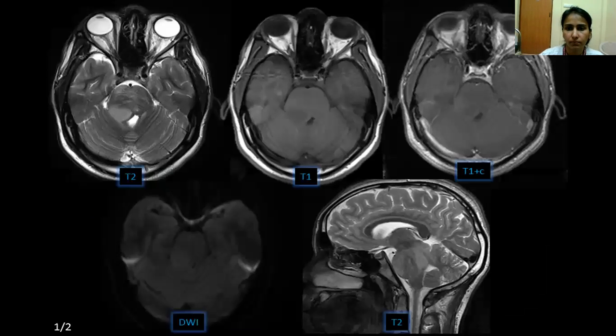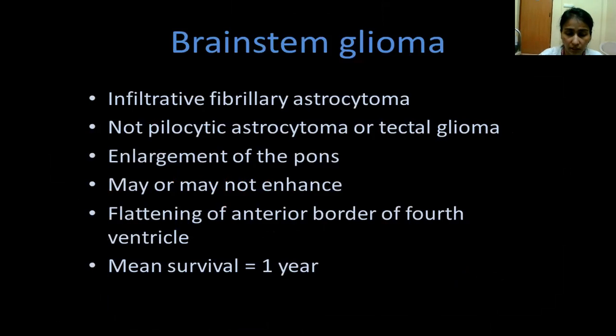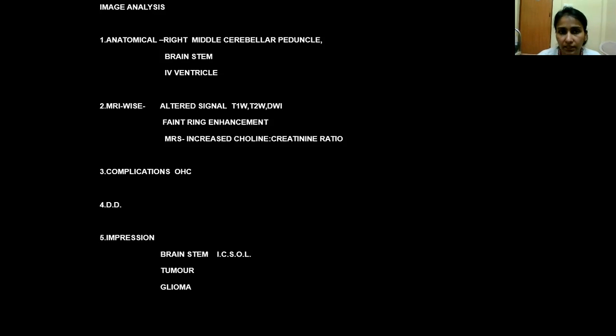If we go to that, there is this fourth ventricle. If you see clearly on the right side, the fourth ventricle is effaced because of this enlargement of the cerebellar peduncle. And the brainstem is also involved because the cerebellar peduncle is involved in this. Then MRI, what are we finding?